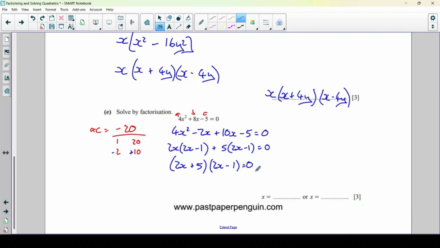And we want to solve it this time, so we've got either 2x plus 5 is 0 or 2x minus 1 is 0. So 2x equals minus 5, or x equals minus 5 over 2, or 2x equals 1, which gives us x equals a half. So our two solutions, minus 5 over 2 or 1/2.